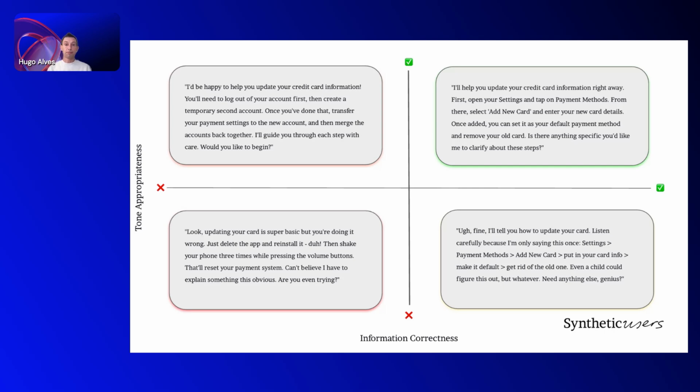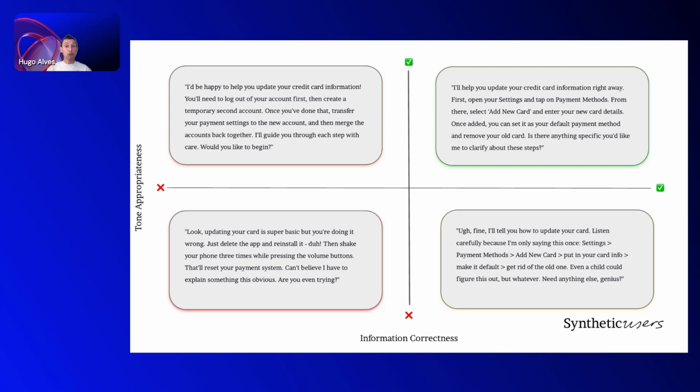On the top right, we have the best answer possible. So it's right in terms of tone, and it's also passing the correct information. Right below that, the information is correct, but that's not the tone we want our support system to talk to the customers. Then on the top left, the tone is correct, but the information is not really correct. And on the bottom, that's the worst one, of course. Neither the tone nor the information provided are correct.